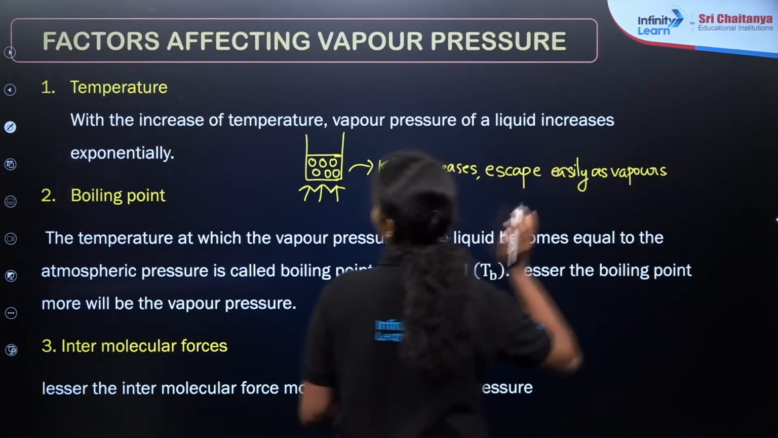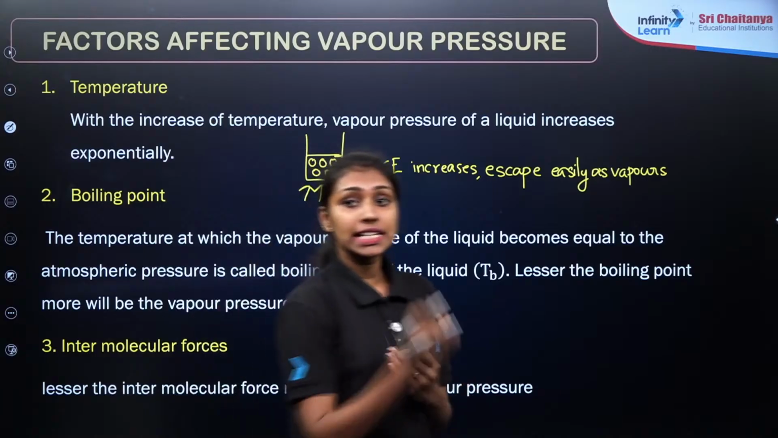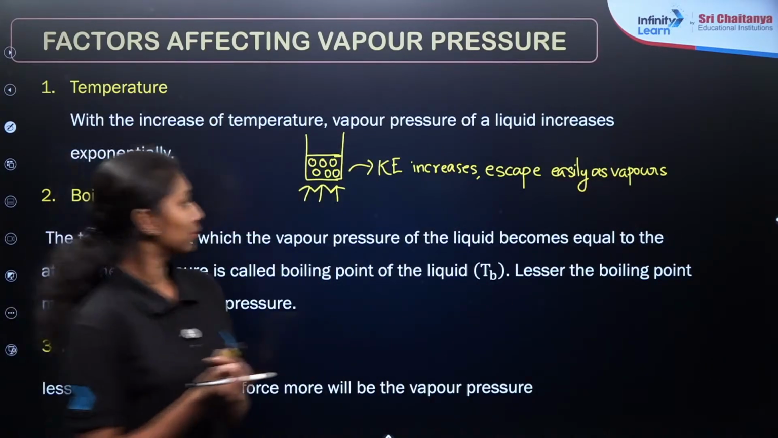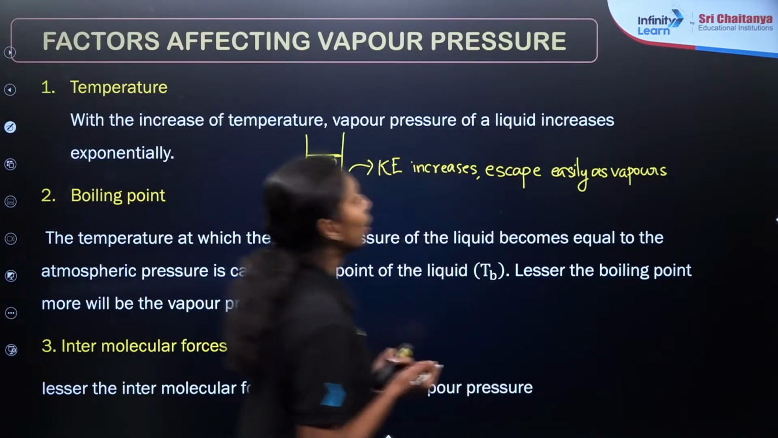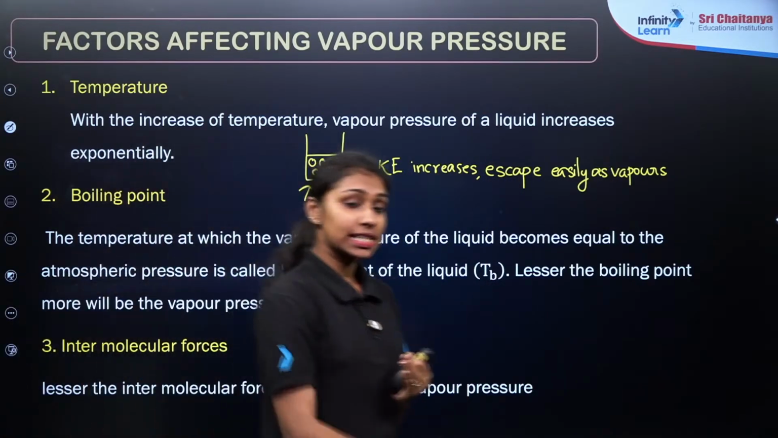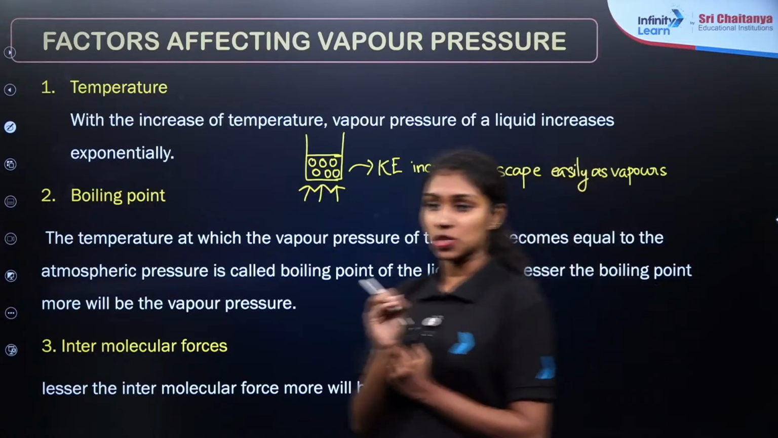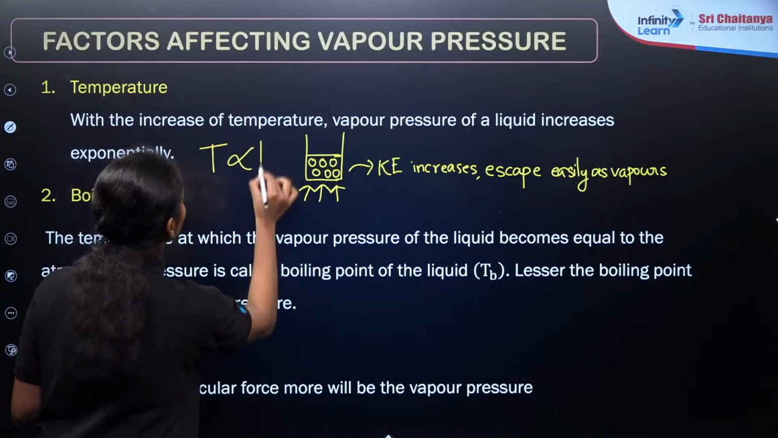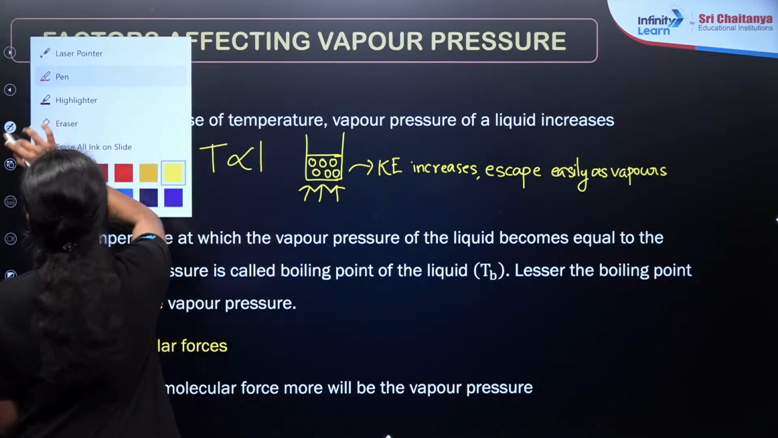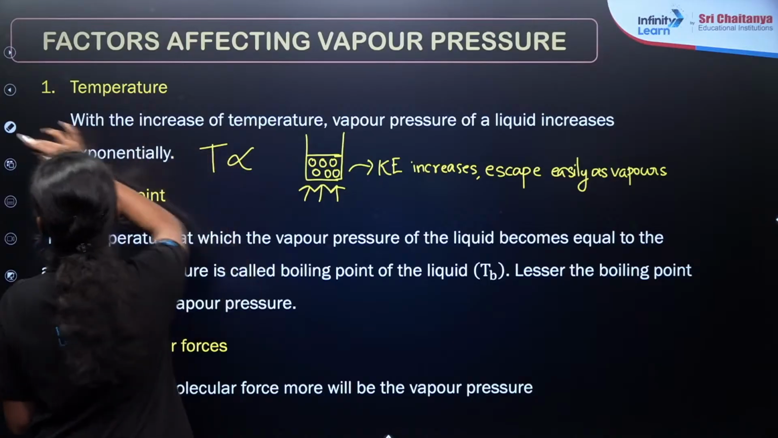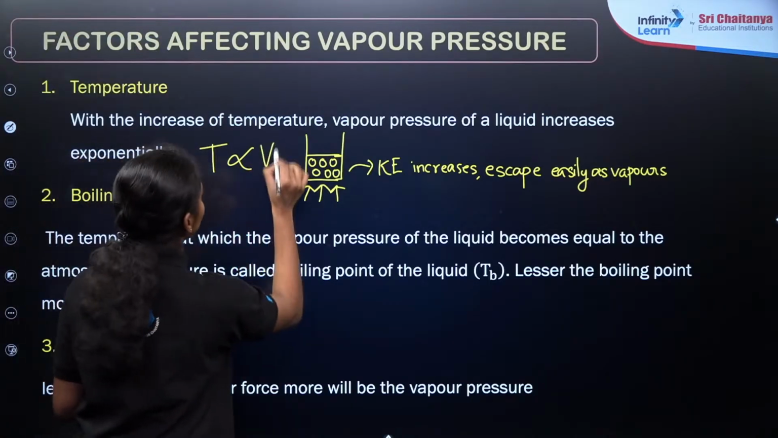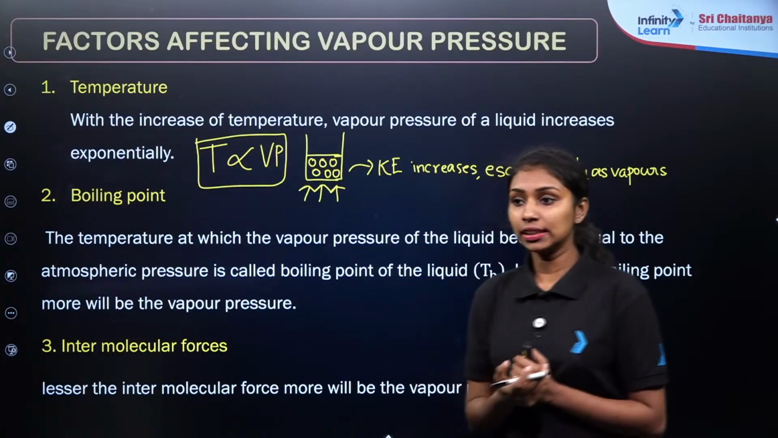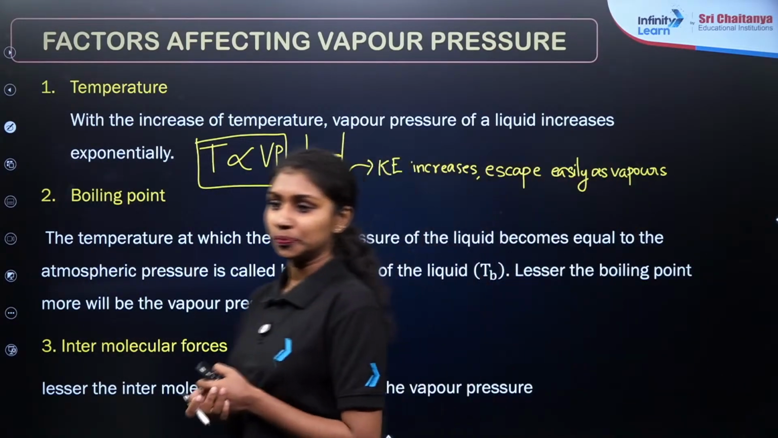So they easily escape as vapors, which means that vapor pressure increases with increase in temperature, right? Yes, vapor pressure increases with the temperature, which means that temperature is directly proportional to the vapor pressure. Is the point clear to everyone? How temperature is affecting the vapor pressure?